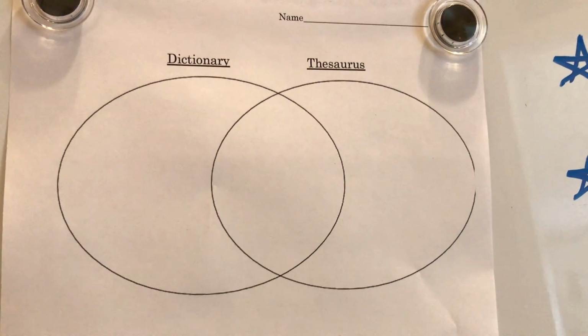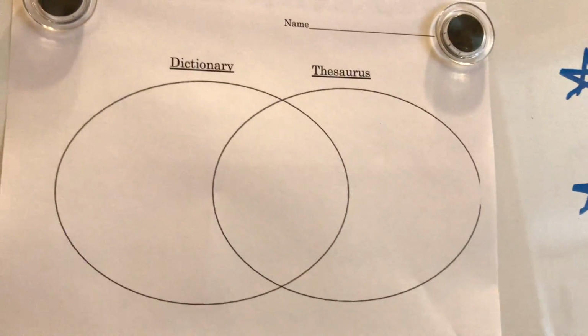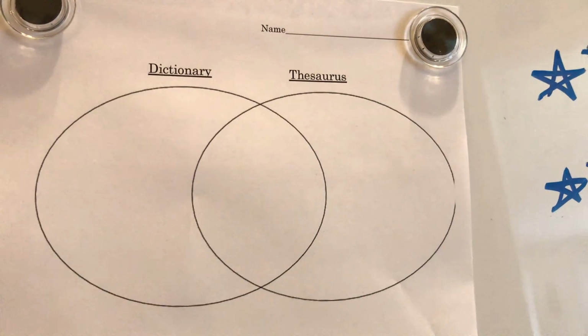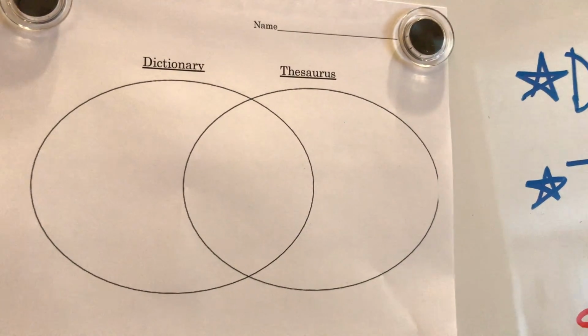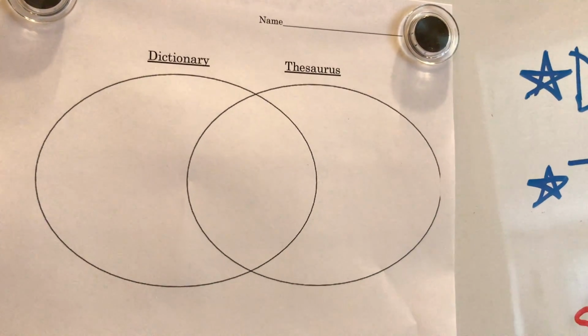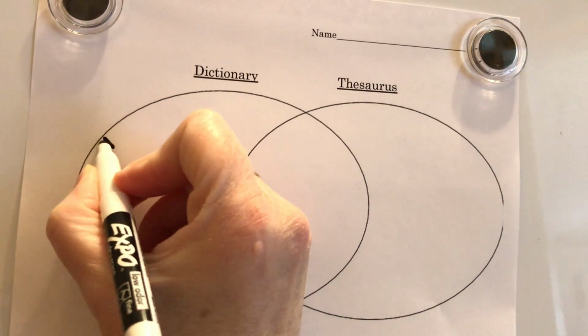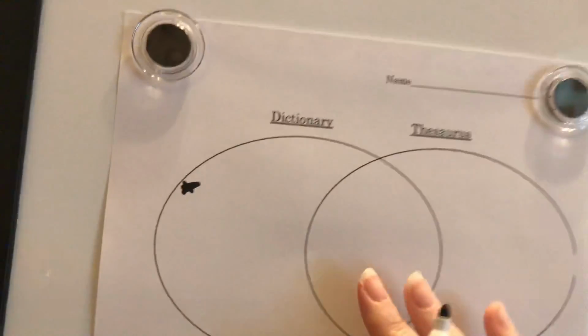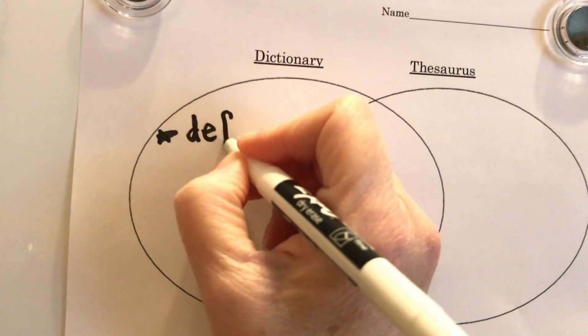What was the one main thing that the dictionary said it could give you? Why would you look in a dictionary? Because you want to find what? Let's think about it. Definitions. Good job. So we can put definitions.